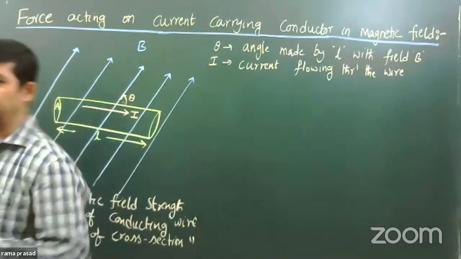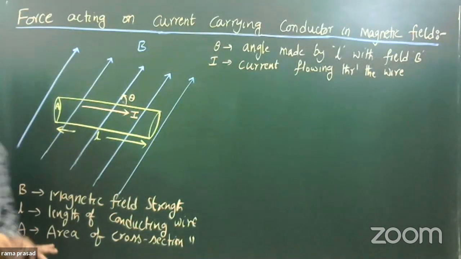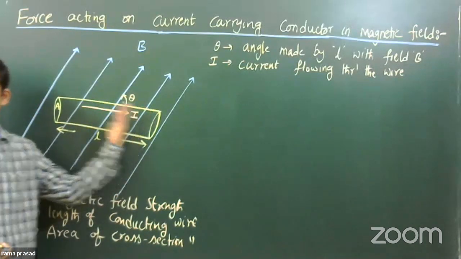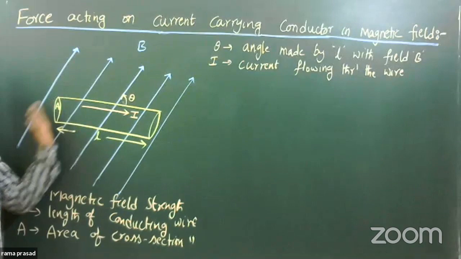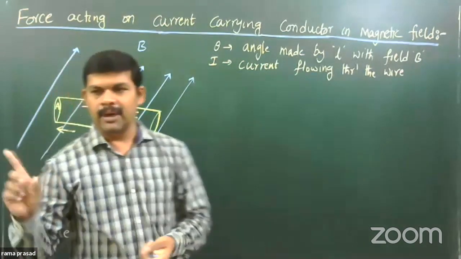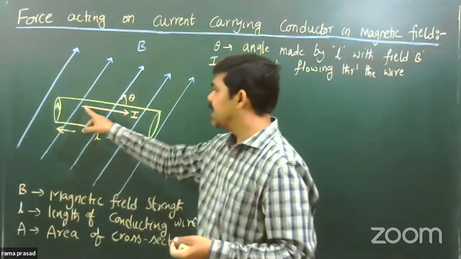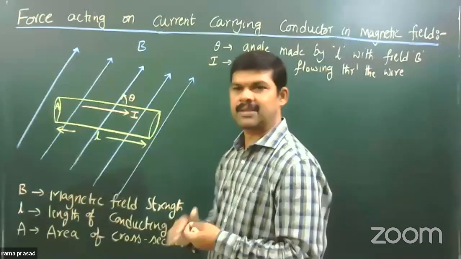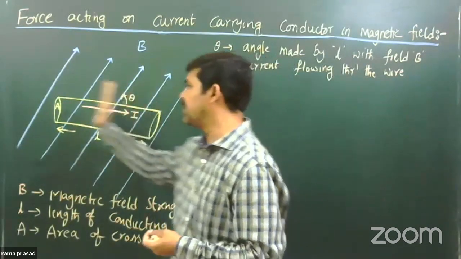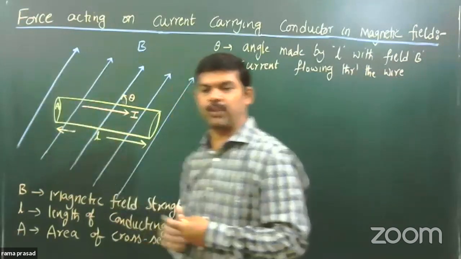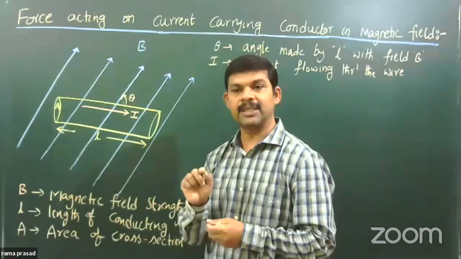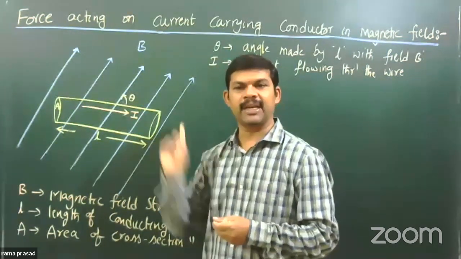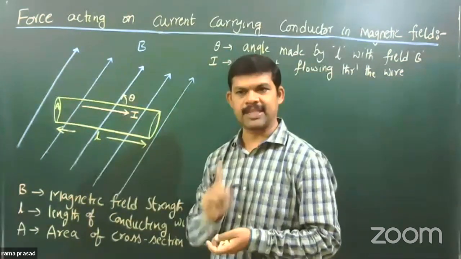Current is flowing through the wire means what? Electrons are moving from one end of the wire to the other end of the wire. Already in electricity we discussed: current is flowing in the wire in this direction means electrons are moving from one end of the wire to the other end with an average drift velocity Vd continuously. Yes or no?